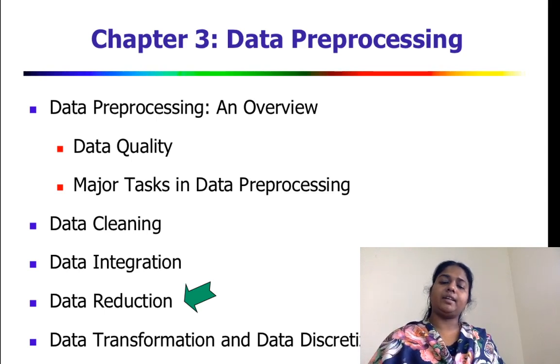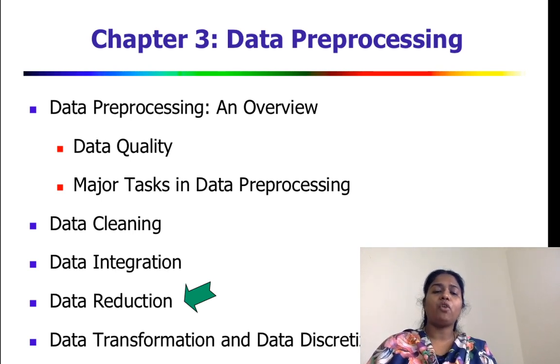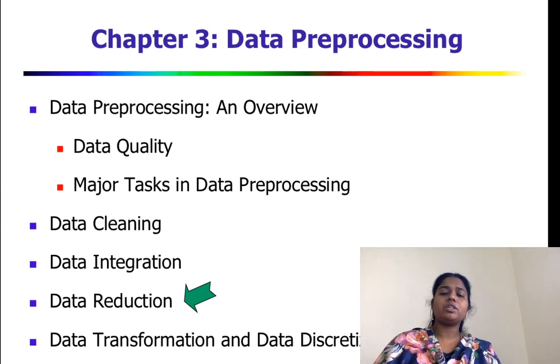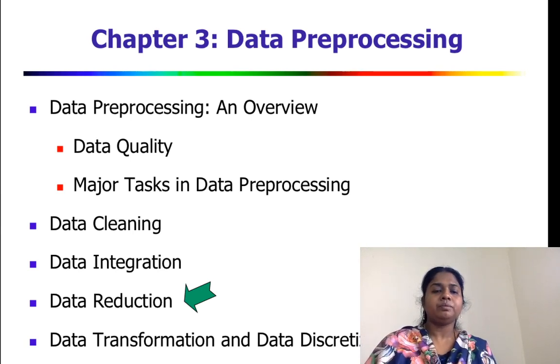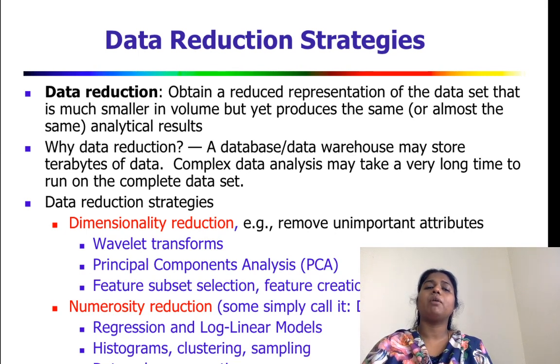When I say data reduction, it means I have to reduce the data either in volume or in its representation, or the memory it uses, or the number of attributes it uses. So there are different forms of data reduction, and we are going to see these types. Data reduction means obtaining a reduced representation of the data set that is much smaller in volume but yet produces the same or almost the same analytical results.